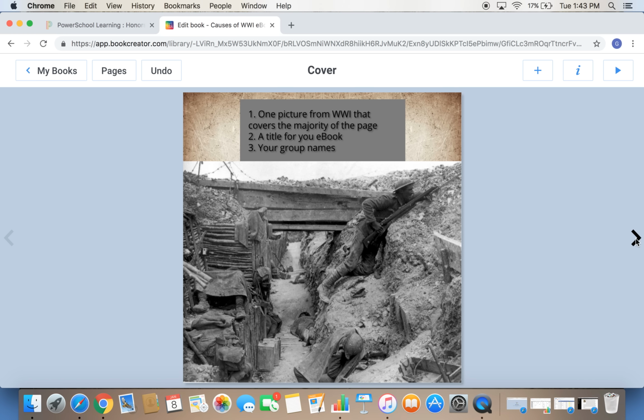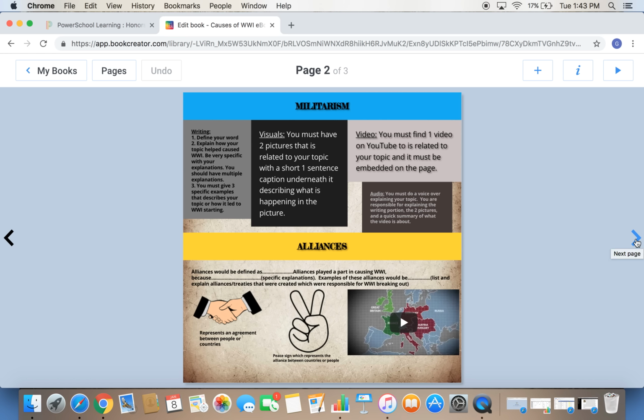Moving on to page number 2. Now, if you notice, page number 2 is going to be split up into 2 parts. You're going to have militarism at the top, and the bottom portion is going to be dedicated to the alliances. So I'm going to explain the militarism section first, then I'm actually going to show you an example, which is the alliances. So if you're looking under militarism, this section and all sections of this ebook will have 5 requirements.